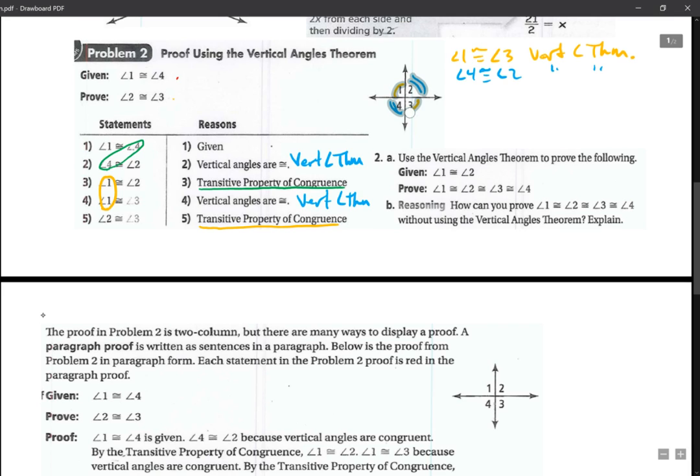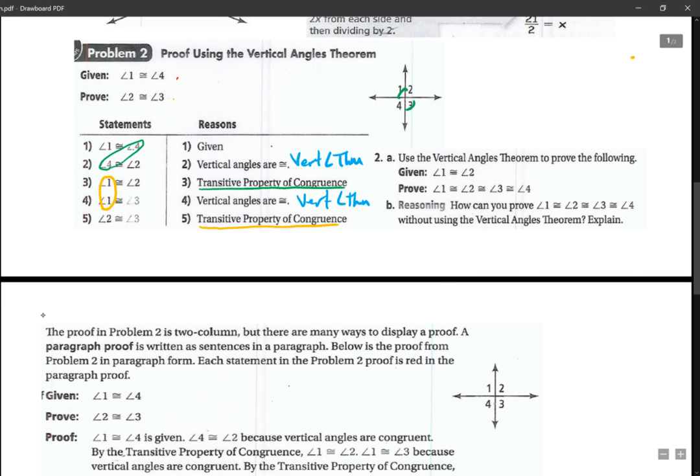So I'm going to erase this so that we can look at problem 2. I normally make you pause the video and go through this, but I will help you with the proofs for a while. It says use the vertical angles theorem to prove the following. This time we are given angle 1 is congruent to angle 2, and we want to prove that everyone is congruent. So how are we going to do that? Well, let's take a look.